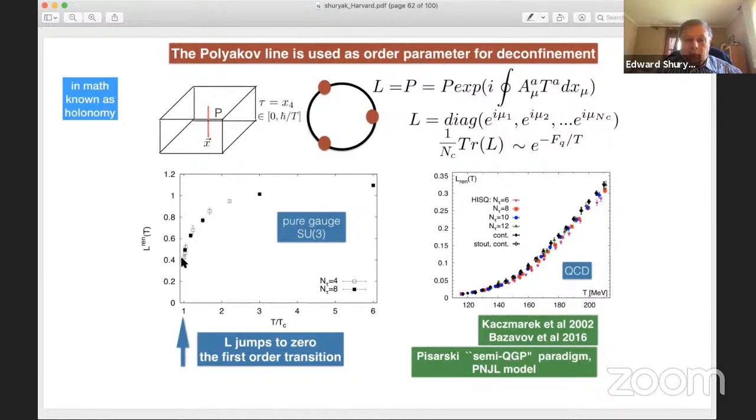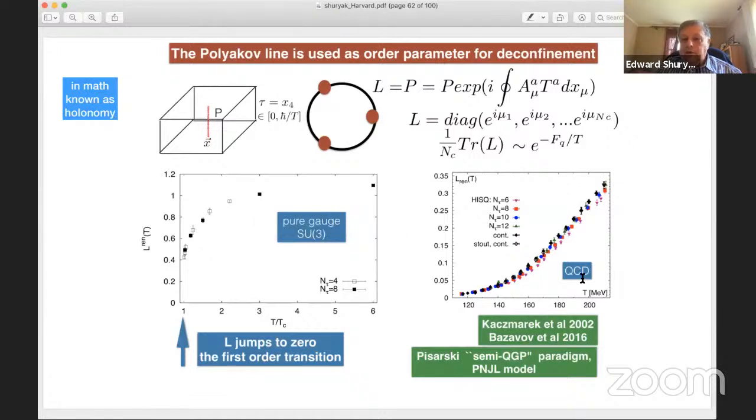And then it goes to about 0.4 and jumps to zero. This is first order confinement transition, or the confinement transition. Now, the average of this thing has the meaning of the free energy of an infinitely heavy fermion moving here. And zero means that this free energy is infinite. That's called confinement. There are no fermions in the spectrum. And if it is finite, like here, that's the deconfined phase, or quark-gluon plasma. So this is the transition between confined and deconfined phases of the theory. This is pure gauge.